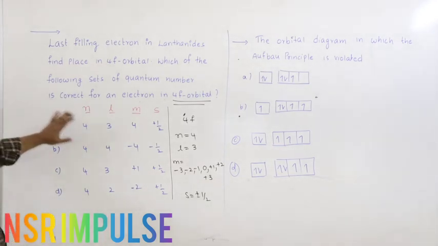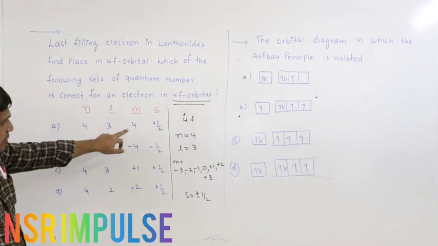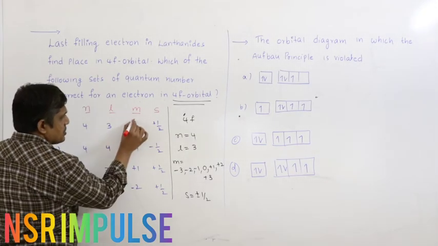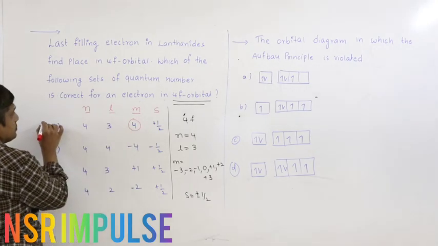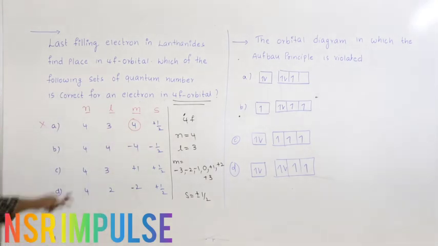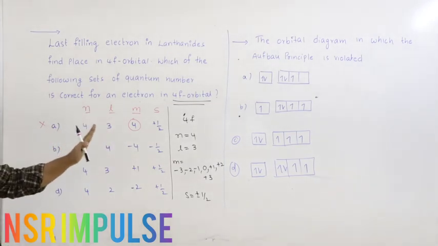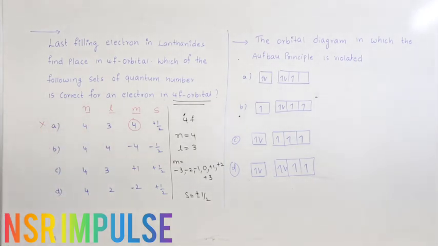N is 4, correct. L is 3, correct. M cannot be 4. M cannot be greater than L. So this is wrong, because here the m value is given greater than L. M equals -L to +L including 0.